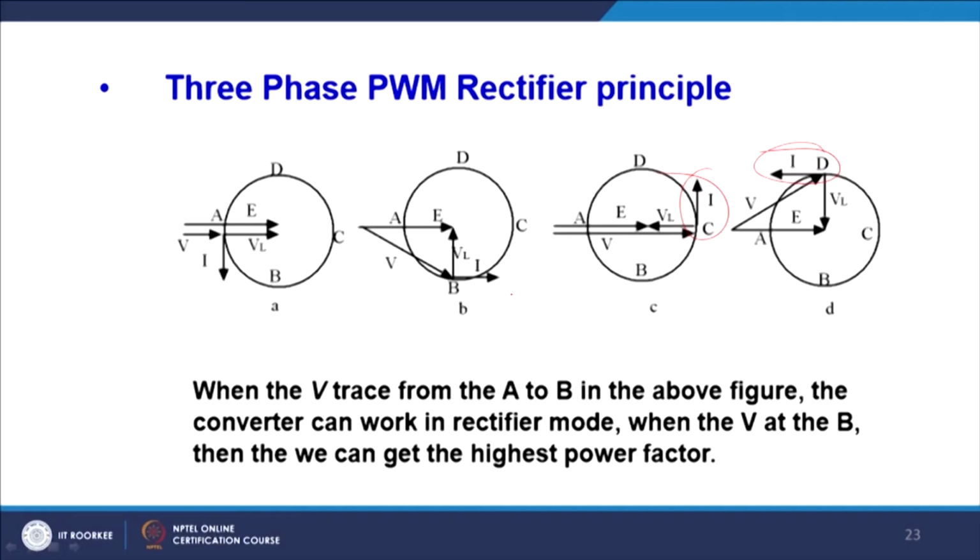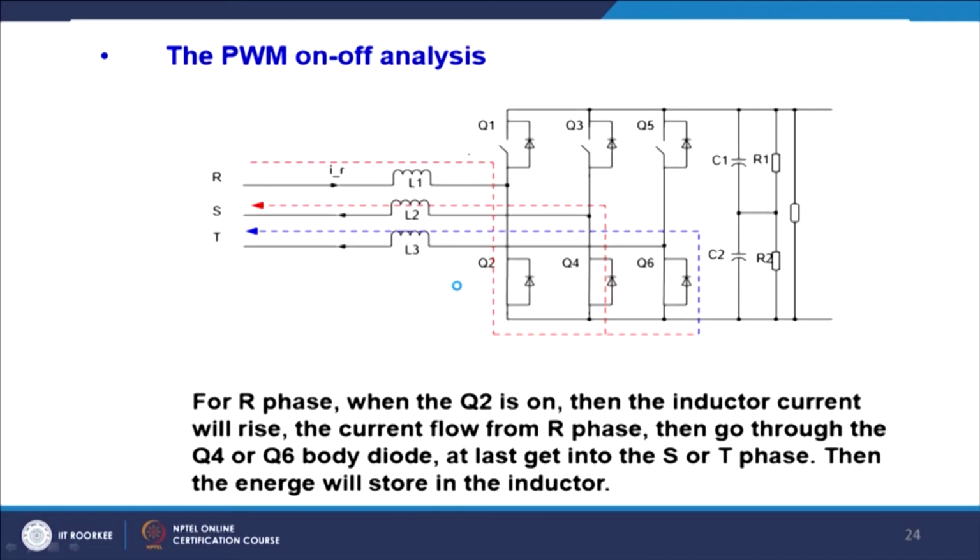In the same way here, VL and V give you the lagging power factor, and you have I in the direction of E. So, various combinations are possible for this 3 phase PWM rectifier, and thus different functions can be accomplished with it. Now, this is the principle of operation of the PWM converter.